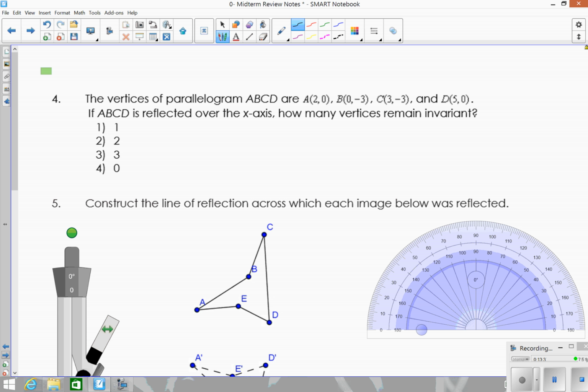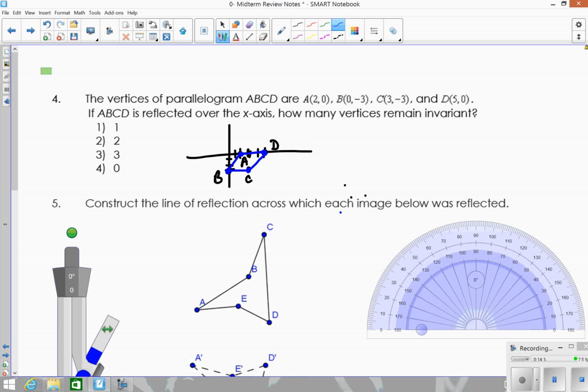Number 4 here, it says the vertices of parallelogram ABCD are. So I'm going to actually just sketch a picture of this one because otherwise I think it's going to be hard to visualize. So I have A is (2, 0). B is (0, -3). C is (3, -3). And D is (5, 0). So that's a little bit off. So 3, 4, 5. So it's not perfect. But here's my figure here.